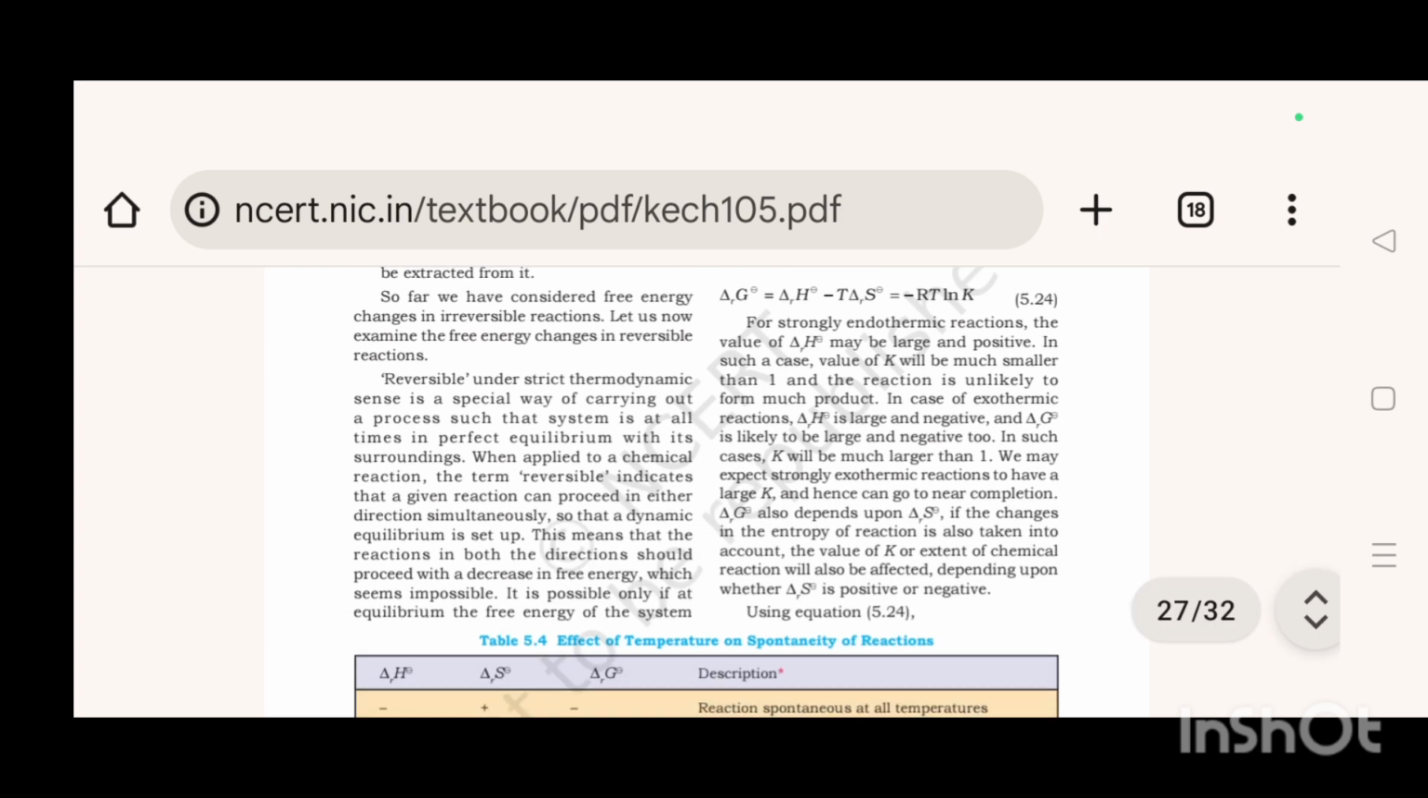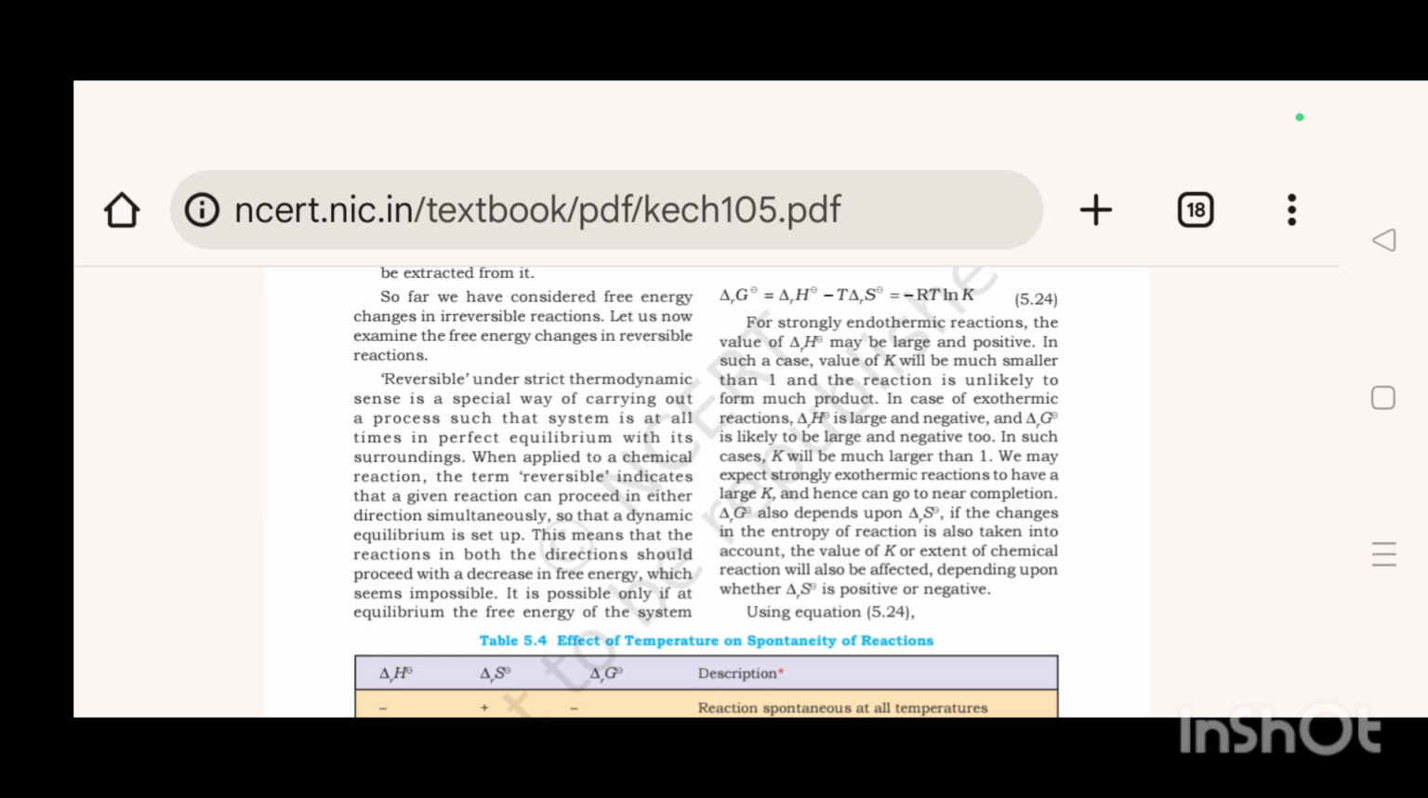For a strongly endothermic reaction, the value of delta H may be large and positive. In such a case, the value of K will be much smaller than one, and the reaction is unlikely to form much product. In case of an exothermic reaction, delta H is large negative, and delta G is likely to be large negative too. In such a case, K will be much larger than 1. We may expect a strongly exothermic reaction to have a large K, and hence it can go to near completion.